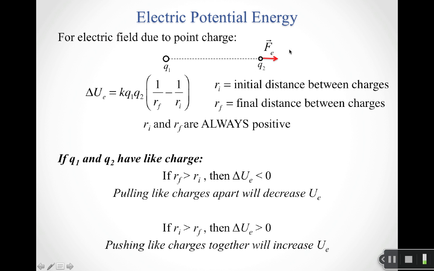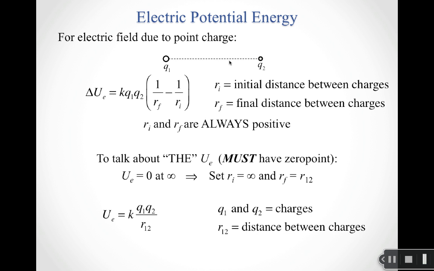If my two charges have like charge, so they're both positively charged or both negatively charged, then just the opposite occurs. Here's a situation where they want to move apart. I have a repulsive force between them, and if I pull them apart, then I'm letting the electric force do what it wants to do, and the potential energy will decrease. If, on the other hand, I push them together, that's going to increase the electric potential energy, because that's the opposite of what they want to do.